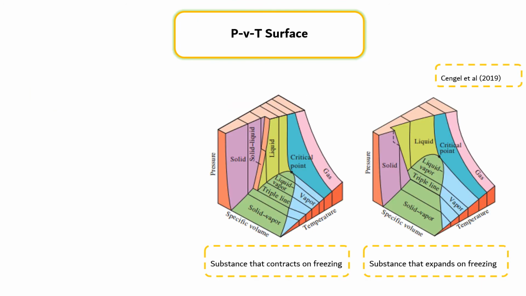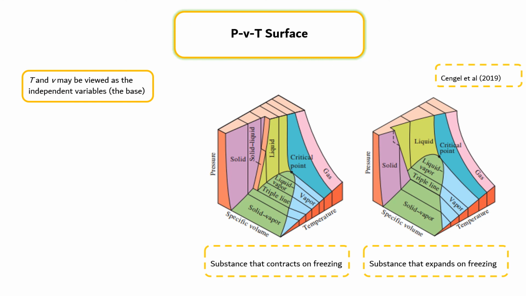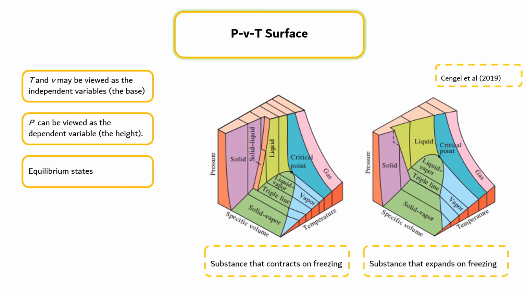The PVT surface. The state of a simple compressible substance is fixed by any two independent intensive properties. Once the two appropriate properties are fixed, all the other properties become dependent properties. The PVT behavior of a substance can be viewed as a surface in space, as shown in the figure. T and V may be viewed as the independent variables and P as the dependent variable. All the points on the surface represent equilibrium states.